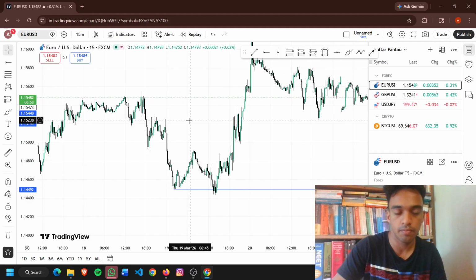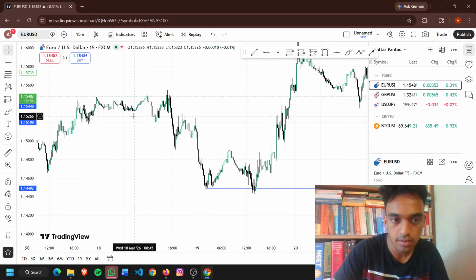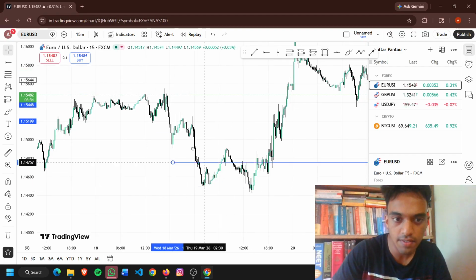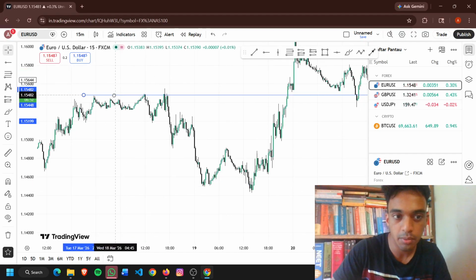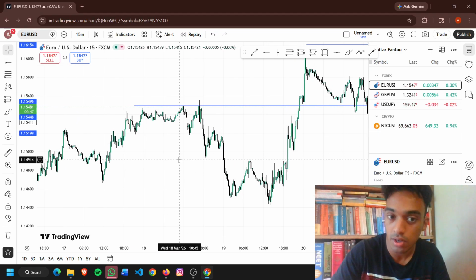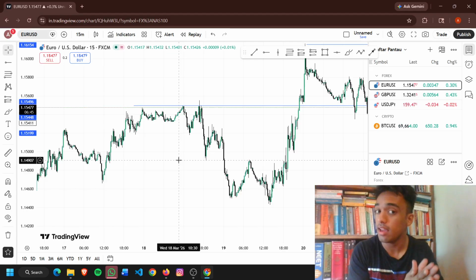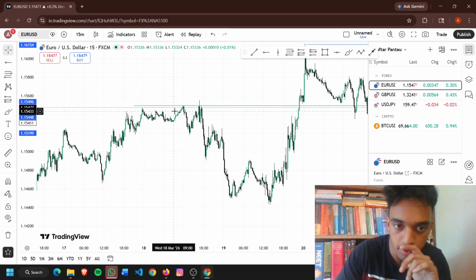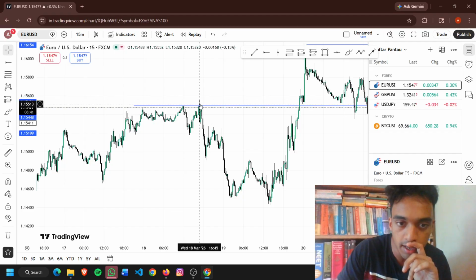Another example. See over here. See, everywhere the market runs in search of liquidity, guys. See this example. So it was an equal high. What did I say? Equal high has liquidity. So what happened over here? It just swept out the high with the wick. See this wick? It is a fake out.